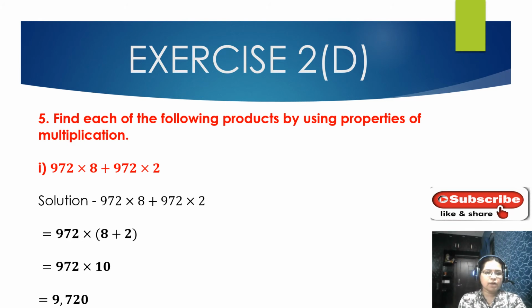Now we'll solve question number 5. Question number 5 is: find each of the following products by using the properties of multiplication. First bit is 972 multiplied by 8 plus 972 multiplied by 2.